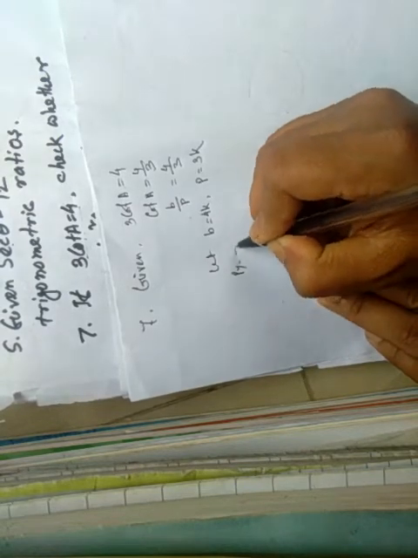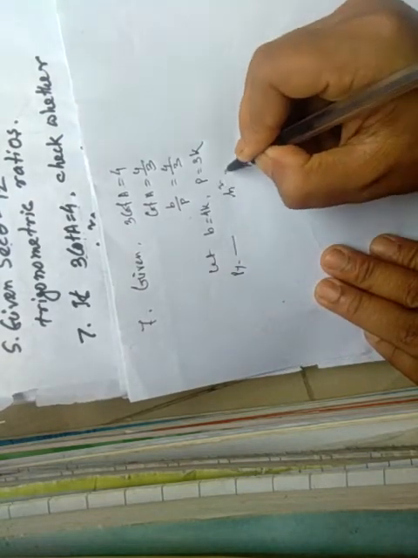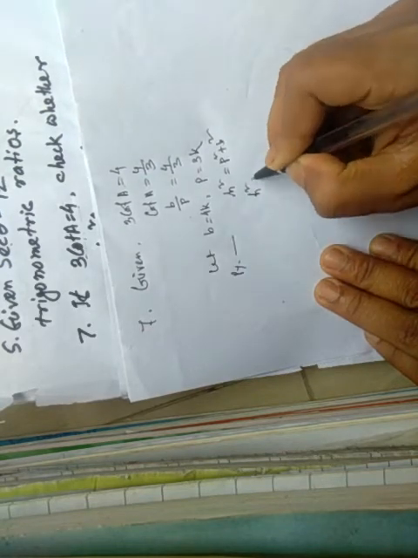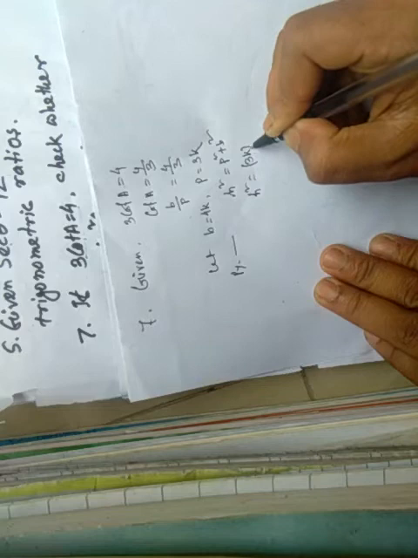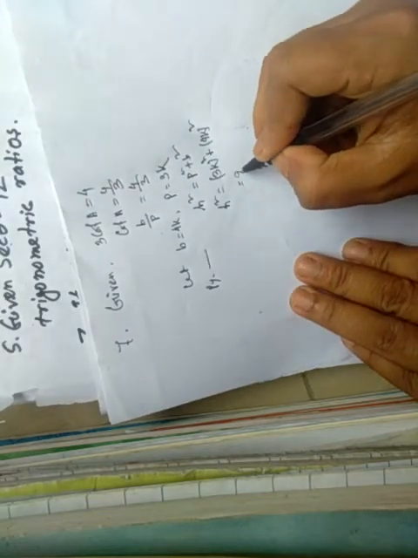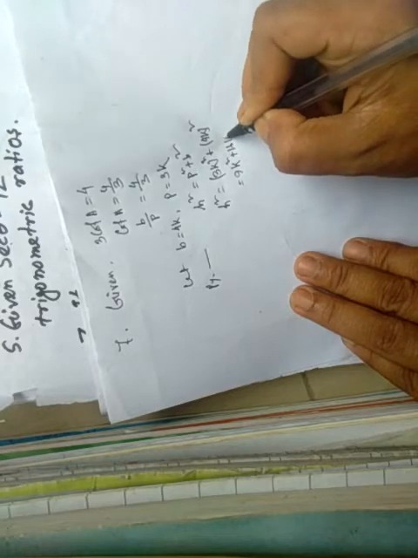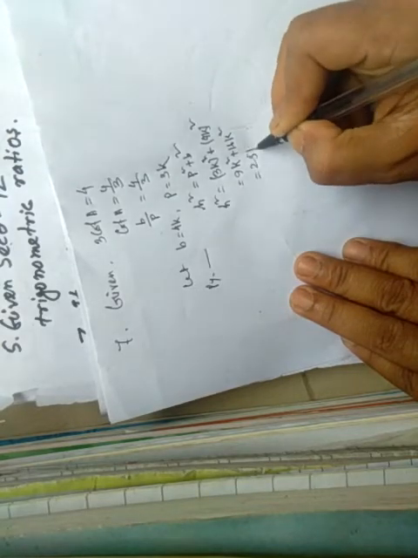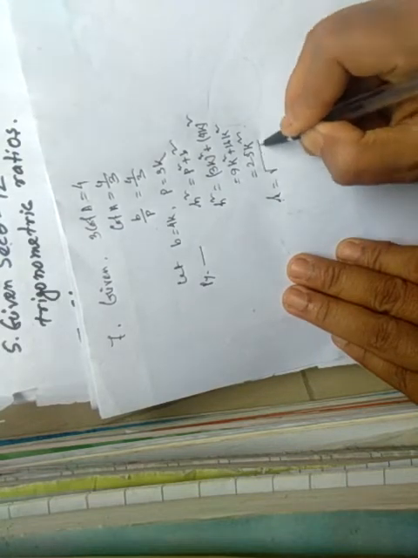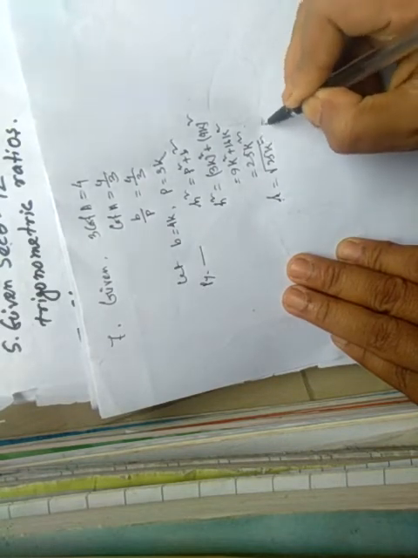By Pythagorean theorem, H square equal P square plus B square. P equal 3K, so 3K whole square plus B equal 4K, 4K whole square. This is 9K square plus 16K square. It is 25K square. So H equal root over 25K square, which is equal 5K.